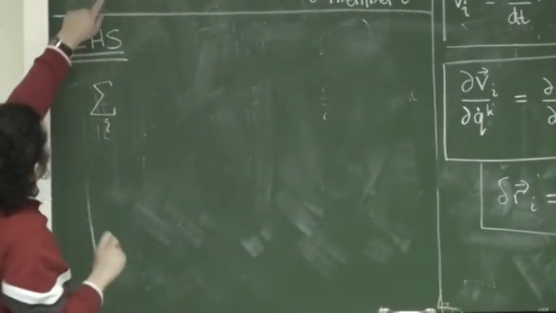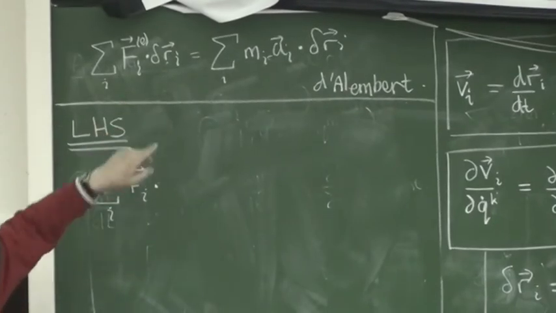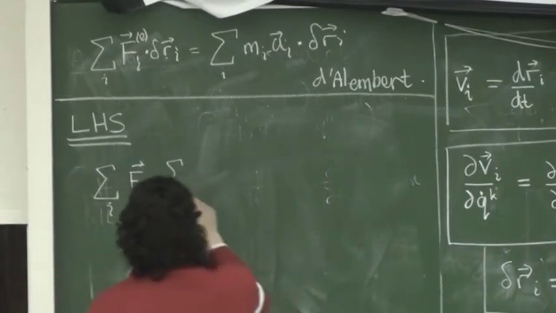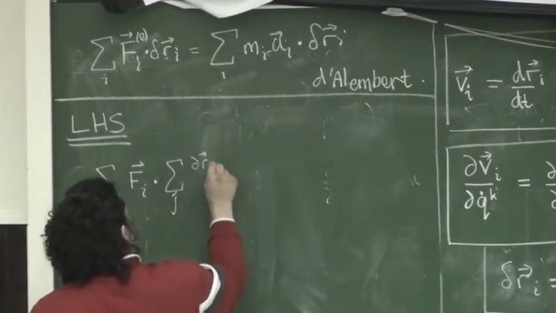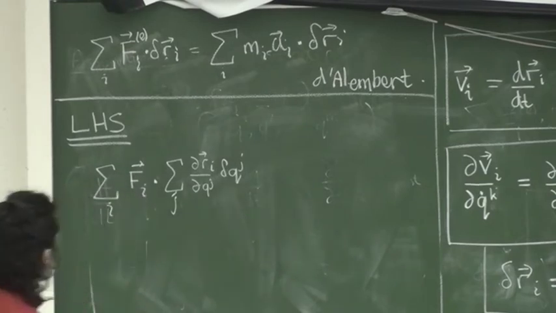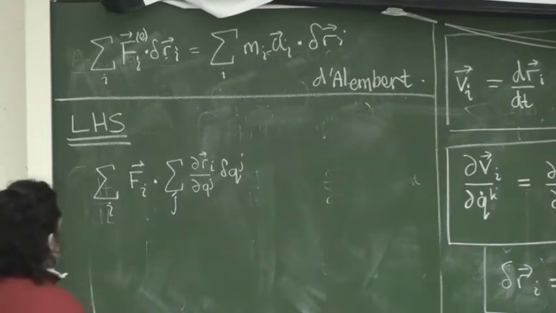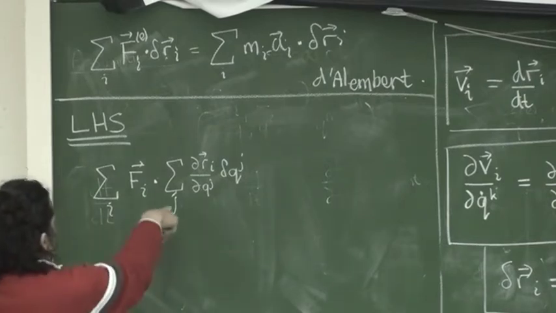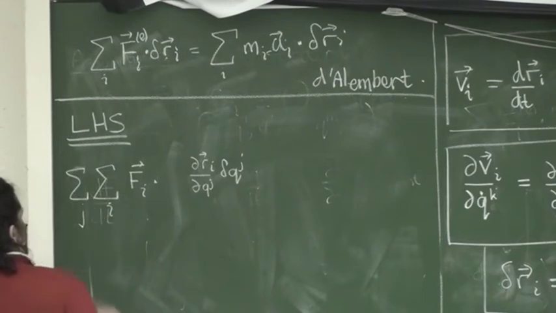Sum over i, I'm writing out the left-hand side: Fi dot delta ri. Delta ri is a different thing now. Delta ri is the sum over j of these guys, ∂ri/∂qj, delta qj. So that is the left-hand side. Let's play with this equation a little bit. Well, I can put the sums together. There's no need to keep the sum over j and the sum over i separate. I can put the sum over j on this side. There's nothing wrong with that.